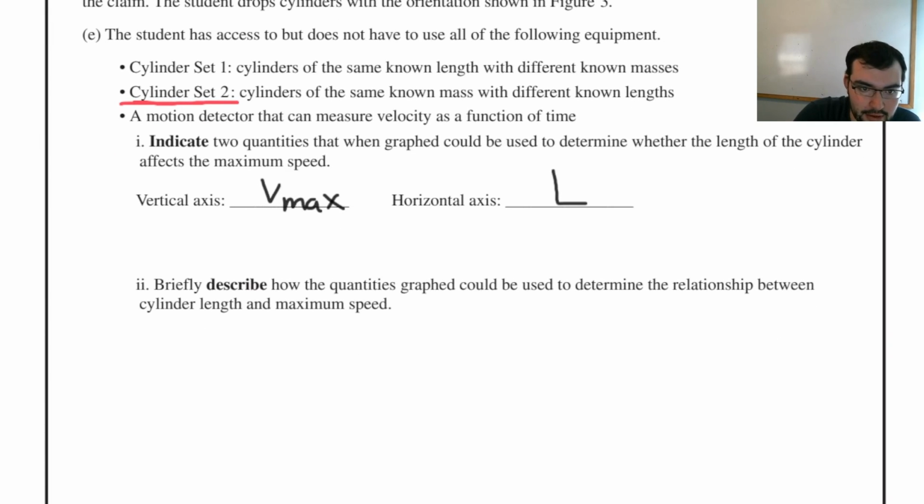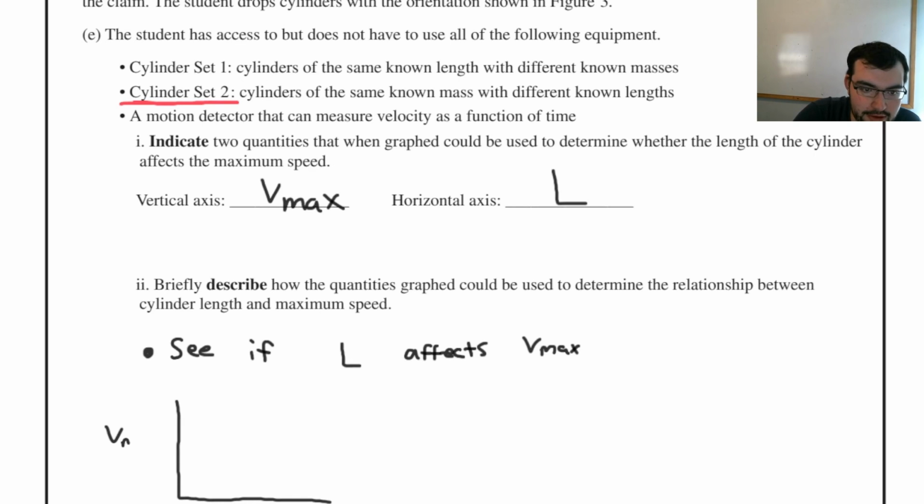So how can these be graphed to figure out the relationship? Well, see if L affects Vmax. So if you graph Vmax versus L and you get something like this, oh, maybe let's not make it that clean. Maybe something like this. Well, that's basically no dependence right there. It's basically a horizontal line. So this would be no dependence. So that would tell you no dependence.